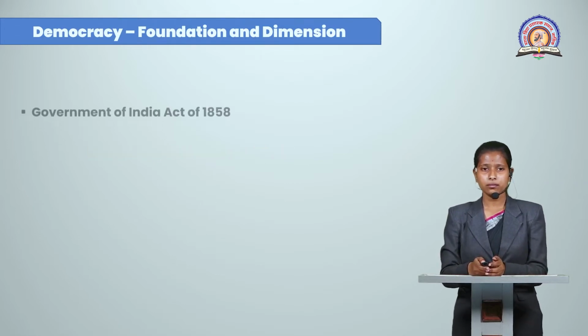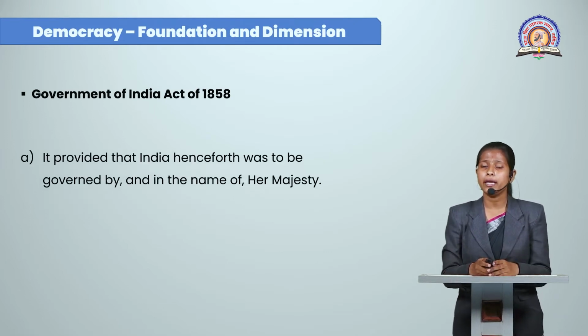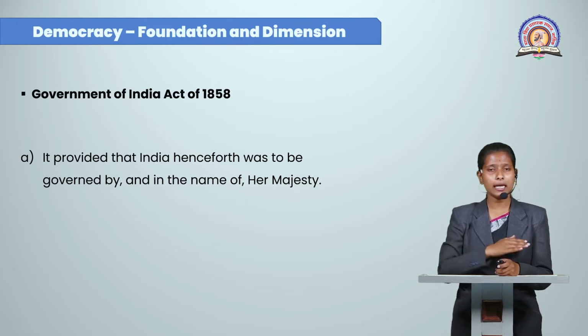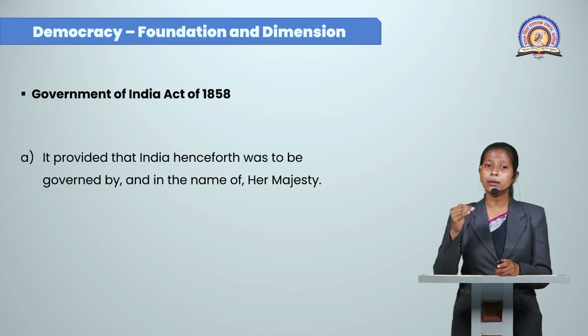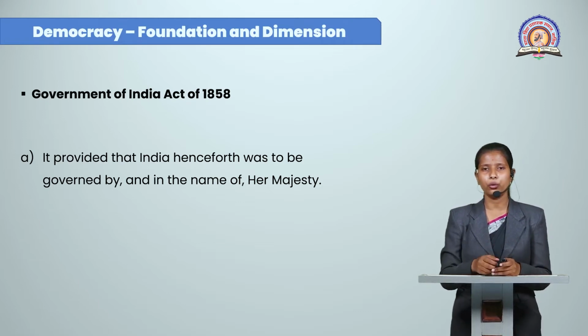The first act that came, the Government of India Act of 1858, provided that India was to be governed in the name of Her Majesty. Now the East India Company went away, but British rule came, and in the name of Her Majesty we were ruled.